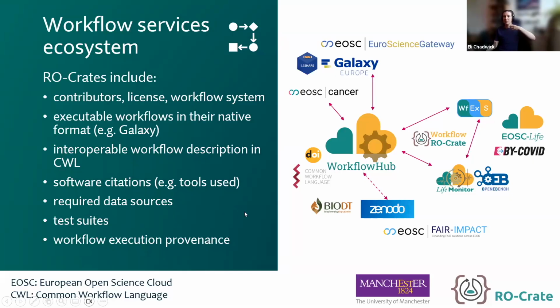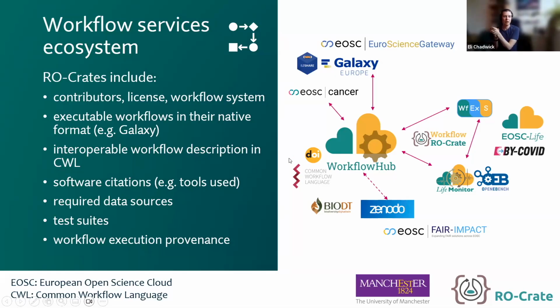So the RO-Crates can include the contributors to a workflow, the license, the workflow systems it's using, the workflow files themselves, but also their interoperable workflow descriptions sometimes, which can be written using CWL, the Common Workflow Language. They can optionally include things like tools, software citations, like the tools that are used in the workflow, any data sources that might be required, test suites, as I said, and then when you execute the workflow, you get this additional layer of provenance.